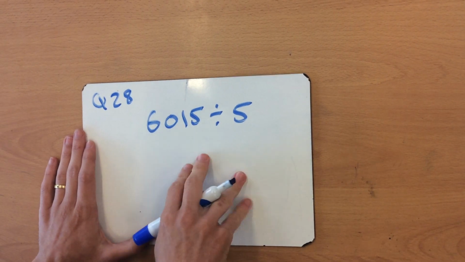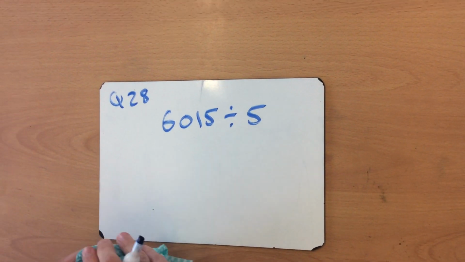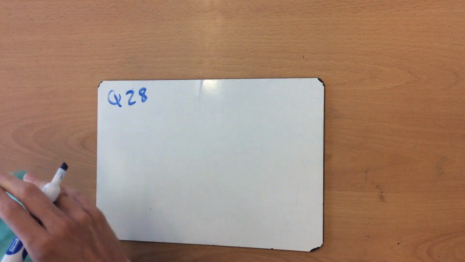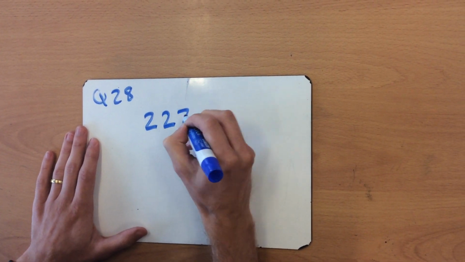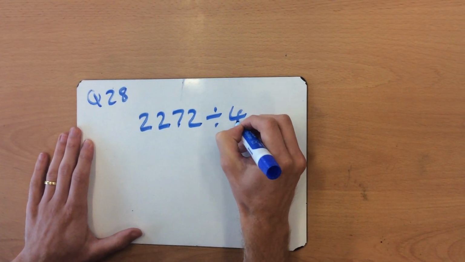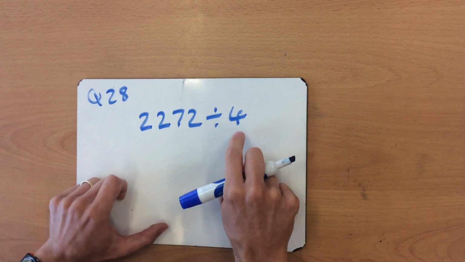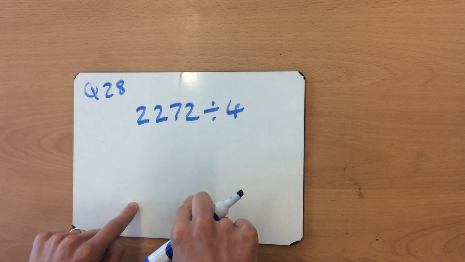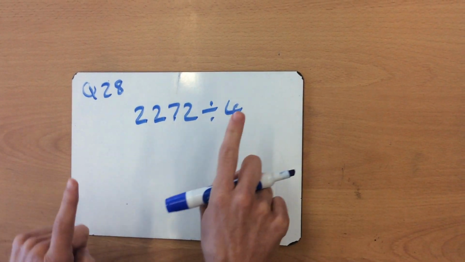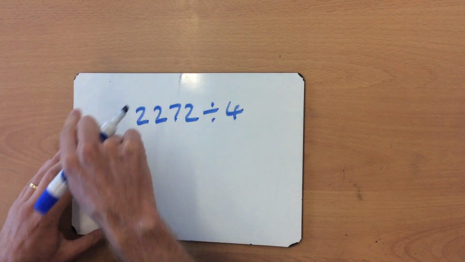Now I'm not going to do this calculation because that's over to you. The calculation I'm going to do, which is very similar, is going to be 2,272 divided by 4. So it's still a 4-digit number divided by a 1-digit number. Whatever method I show you now, make sure you use the same method for question 27 and 28. It will work for both of these, okay?